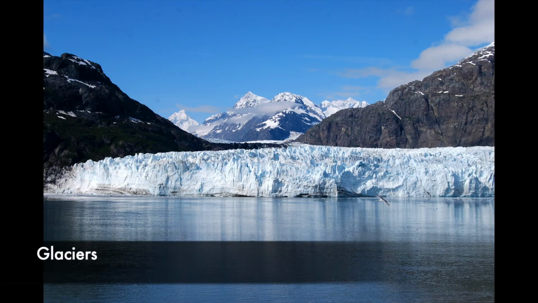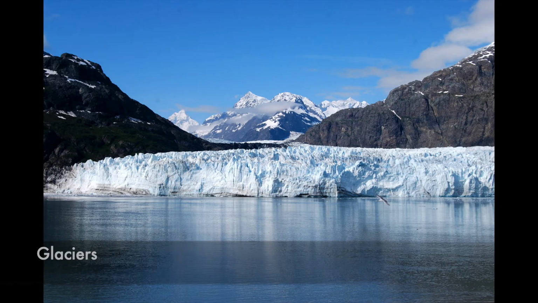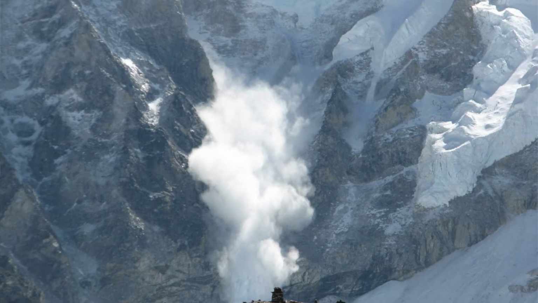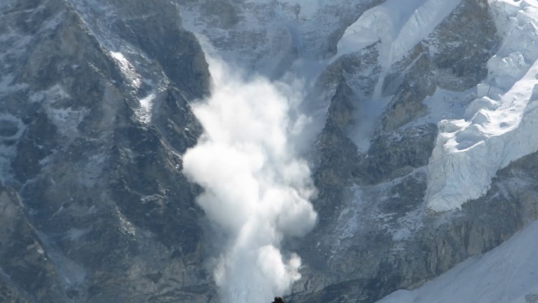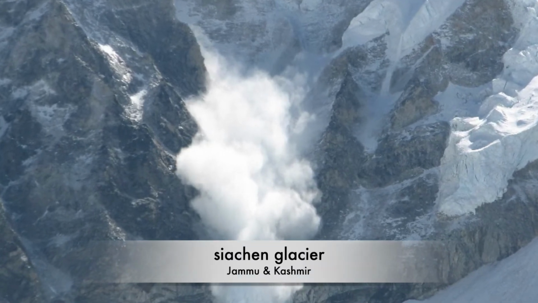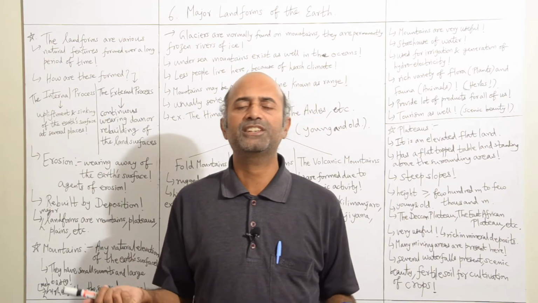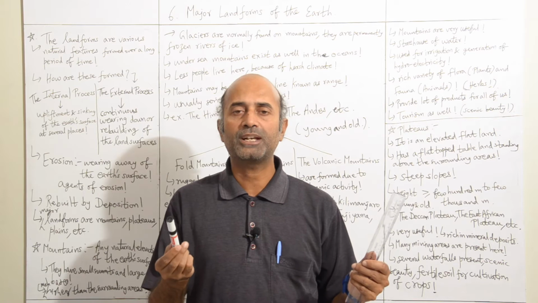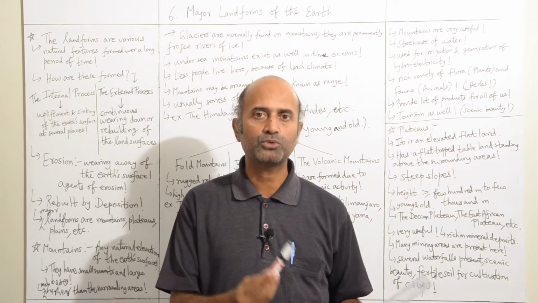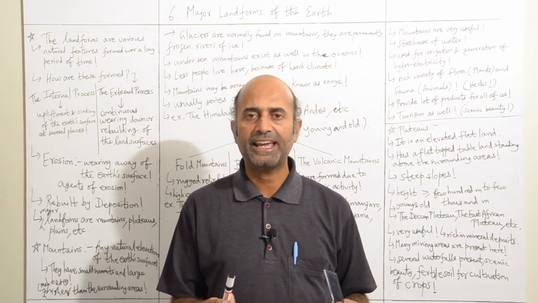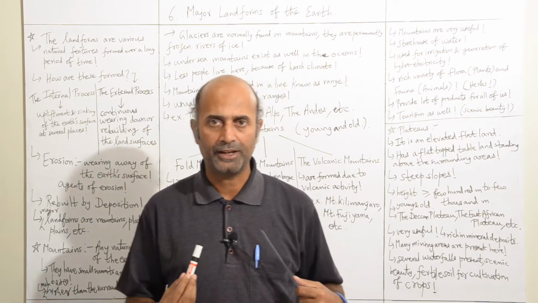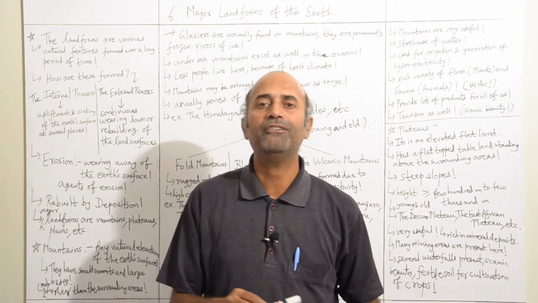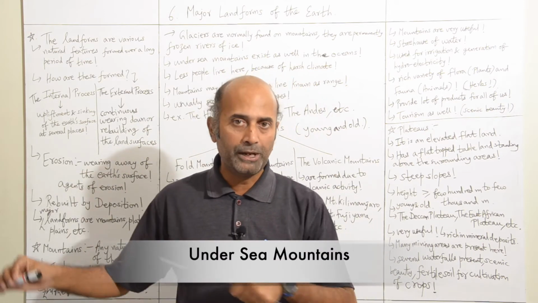Glaciers are normally found on mountains. Glaciers are defined as permanently frozen rivers of ice. For example, we have a famous glacier in Jammu and Kashmir, India, the Siachen glacier. We have many other glaciers worldwide. These are very, very important for the freshwater supply of the whole world, for various applications including drinking. At the same time, we also have many undersea mountains below the oceans.